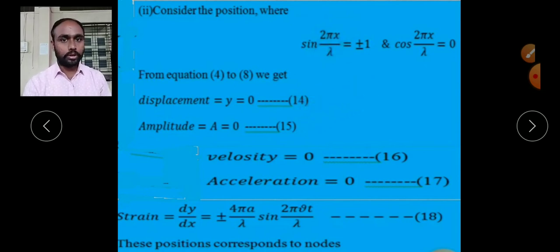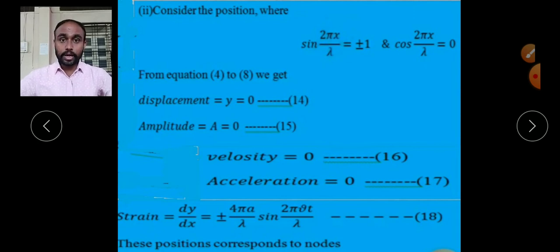Equation 4 is for the displacement. If we substitute cos 2 pi x by lambda, which is 0, the displacement is 0. The amplitude contains 2a cos 2 pi x by lambda, which is again 0, so the amplitude is 0. In the velocity we again have cos 2 pi x by lambda, so the velocity is 0. The acceleration is also 0, and only the strain has a maximum value. All four factors, velocity, amplitude, displacement and acceleration, are 0, but only one thing is maximum, that is strain or compression.